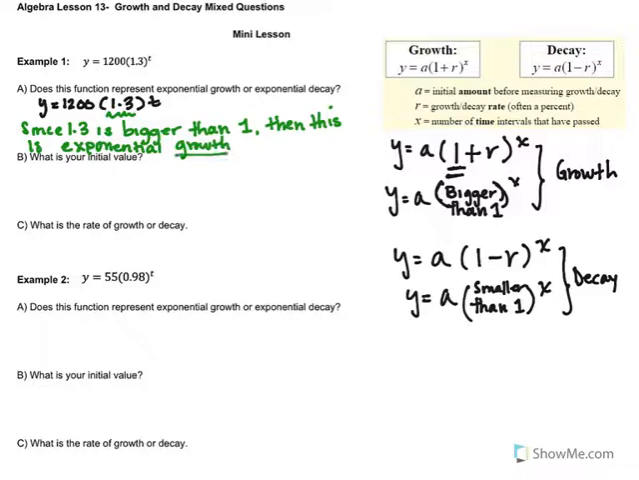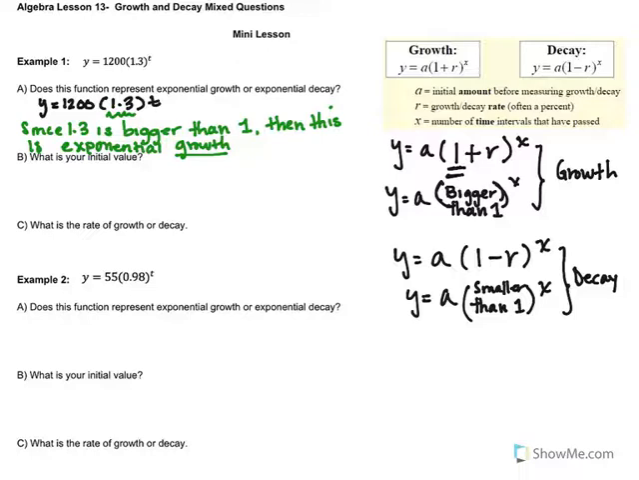Okay, because I started with 1, I started with my whole, I added something to it. I don't know what I added to it just yet. I added my rate to it, and I ended with something that is bigger than 1, because 1.3 is bigger than 1, which means this is an exponential growth.